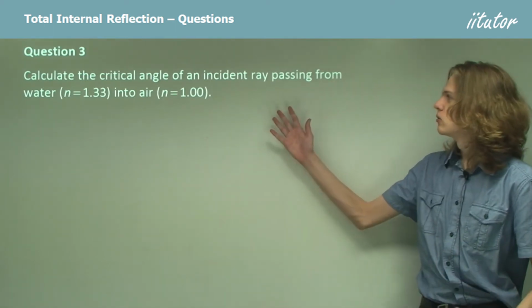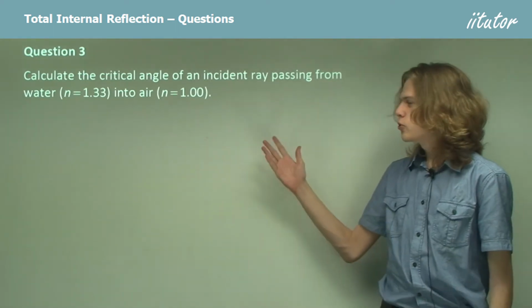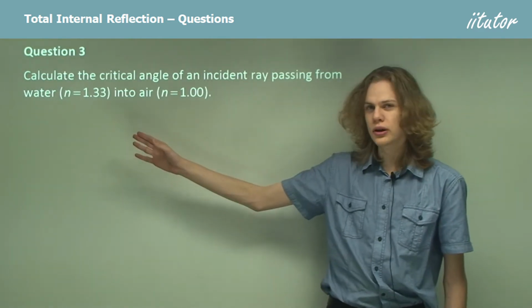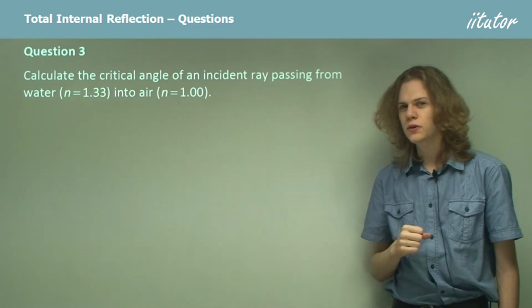Question 3. Calculate the critical angle of an incident ray passing from water into air. So in this case, the refractive index of water is 1.33 and air is 1.00.